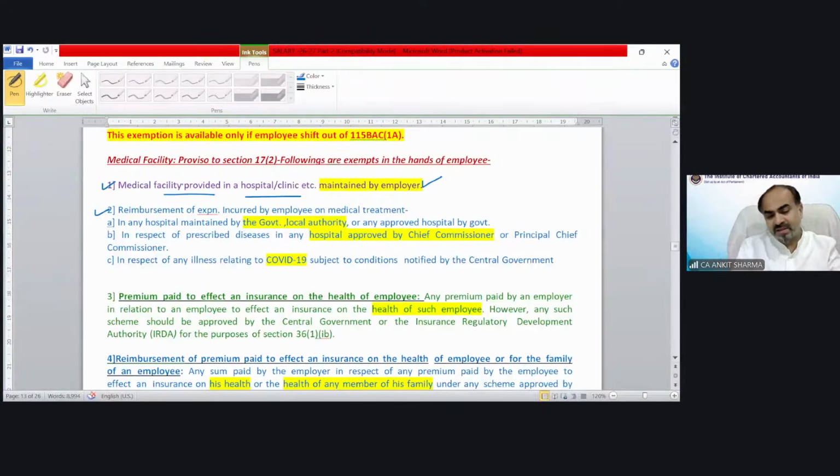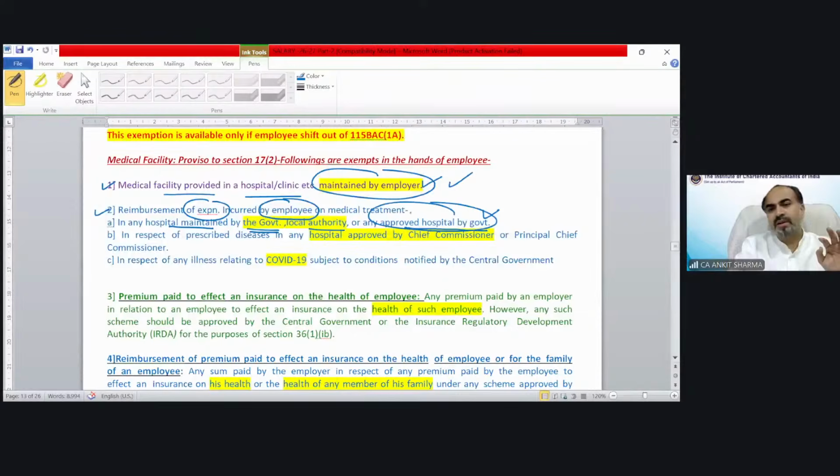In any other case, what would be the treatment? So if the employer has reimbursed the expenses incurred by employee on medical treatment in any hospital maintained by government, local authority, or approved hospital by government. So if you are in any government hospital, an employer is paying your expenditure, again, full exemption, nothing is going to be taxed. So hospital is maintained by employer, no taxability. Hospital approved maintained by government, no taxability.